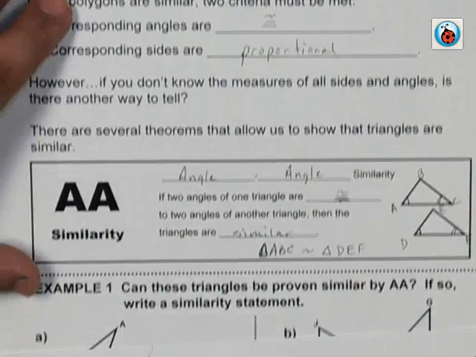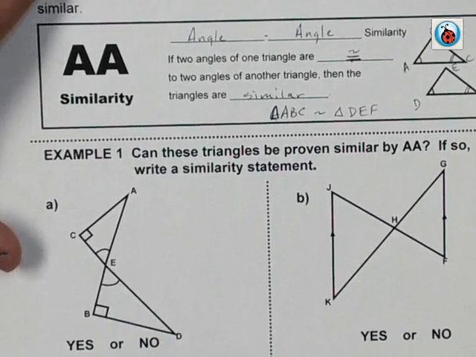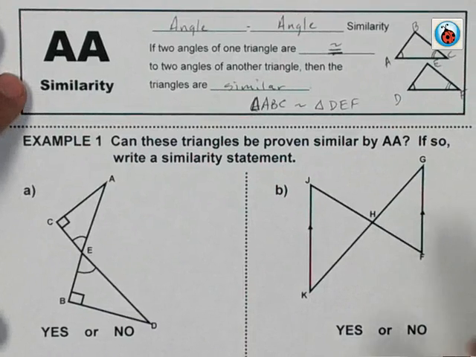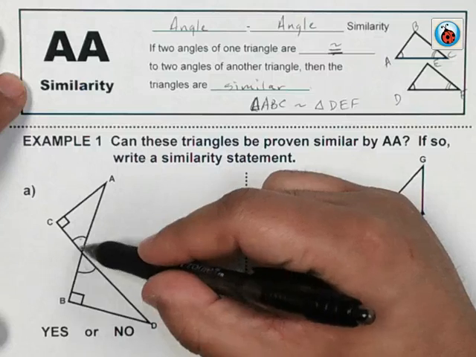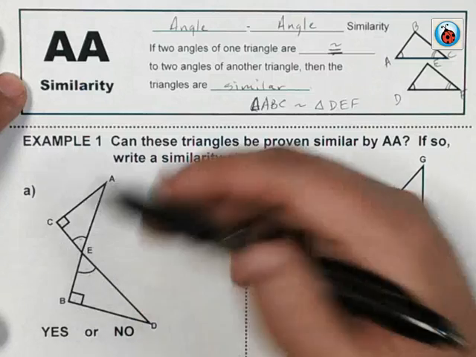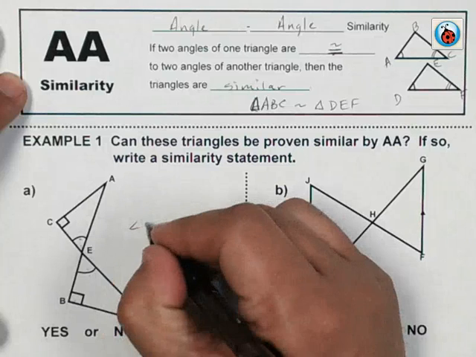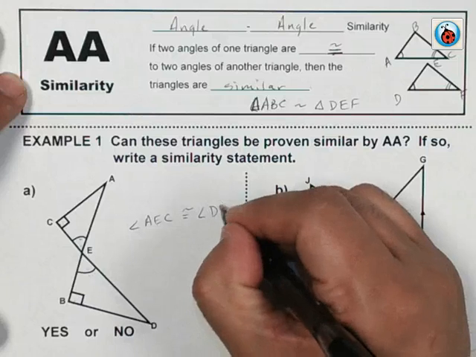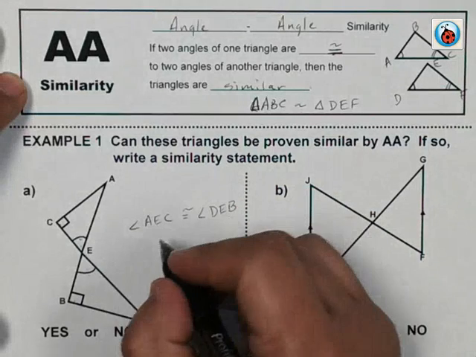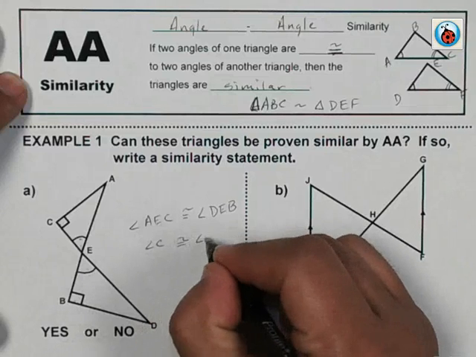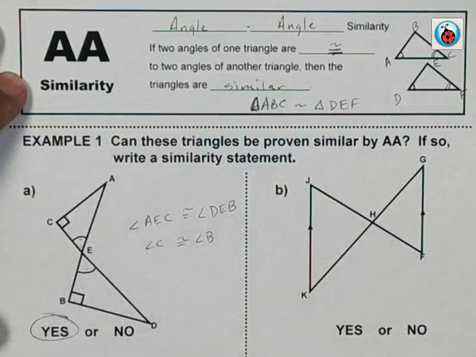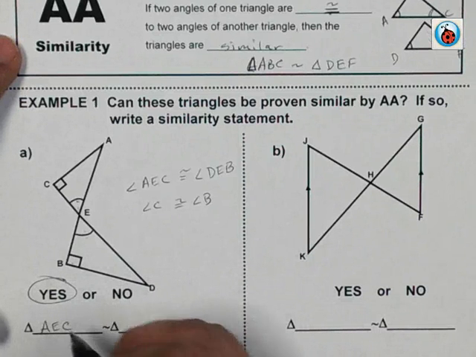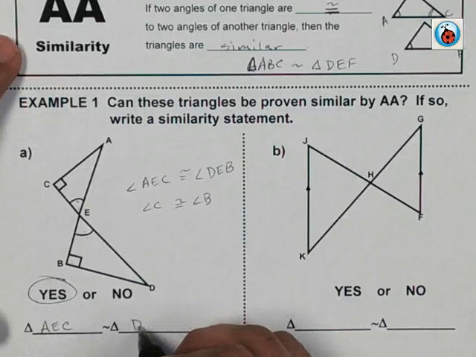Let's look at a couple of examples. Can these triangles be proven to be similar by angle-angle? If so, write the similarity statement. I have two angles here that are congruent and two angles here that are congruent. Angle AEC is congruent to angle DEB, and angle C is congruent to angle B. So the answer is yes, and we can write that triangle AEC is similar to triangle DEB.